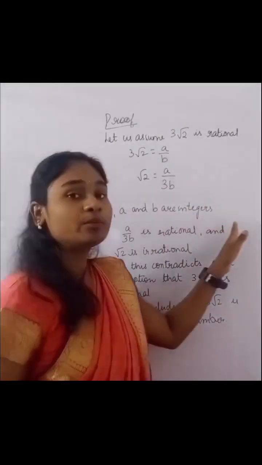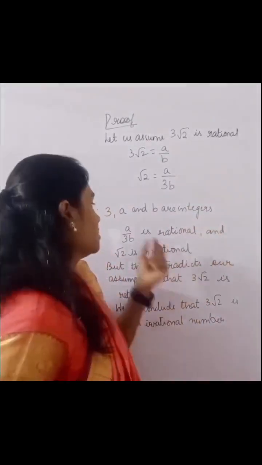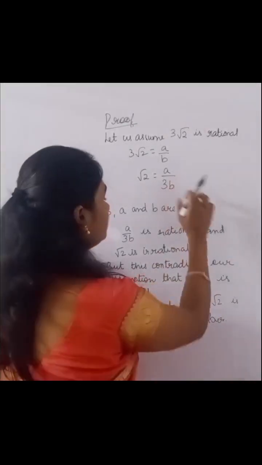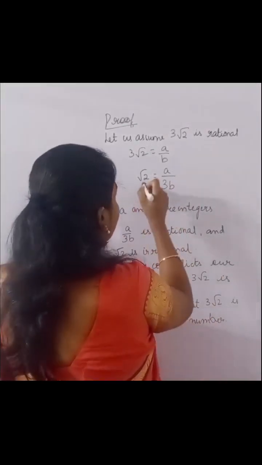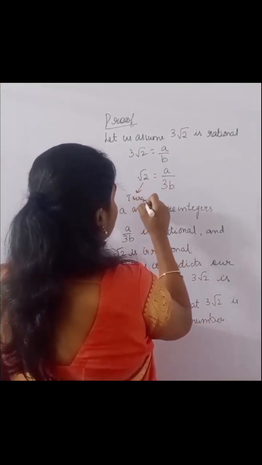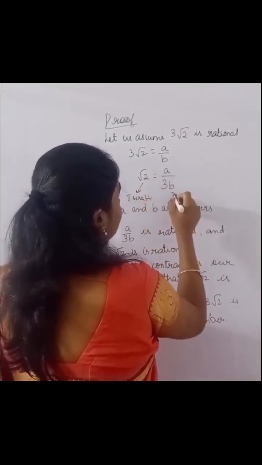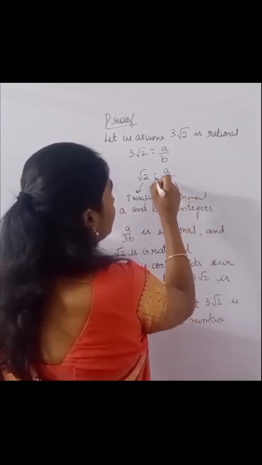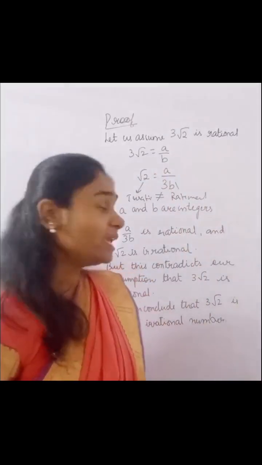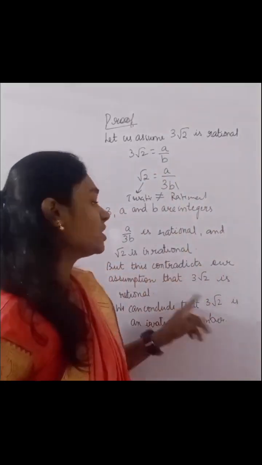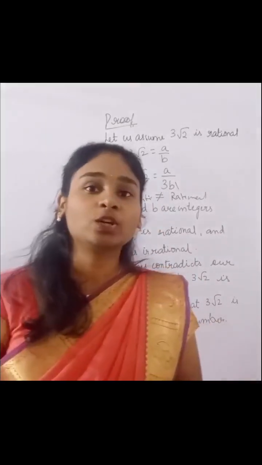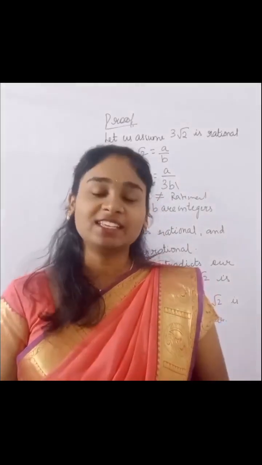3, a and b are the integers. So a by 3b is a rational number. A by 3b is rational, and root 2 is irrational. So therefore the LHS part is irrational, and the RHS part is a rational number, which is not equal, but it is said that it is equal. So this contradicts our assumption that 3 root 2 is a rational number. So therefore we can conclude that 3 root 2 is an irrational number.